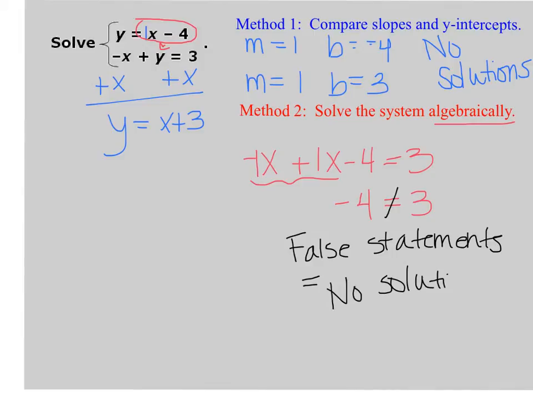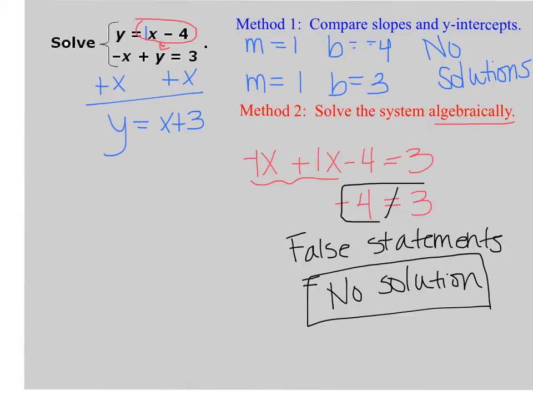So without graphing it and without even comparing slopes and y-intercepts, if you just started solving it like normal, this is what would happen. Your x's or your y's, or both, would completely cancel out, and we'd end up with this false statement. And then automatically your answer is no solution.